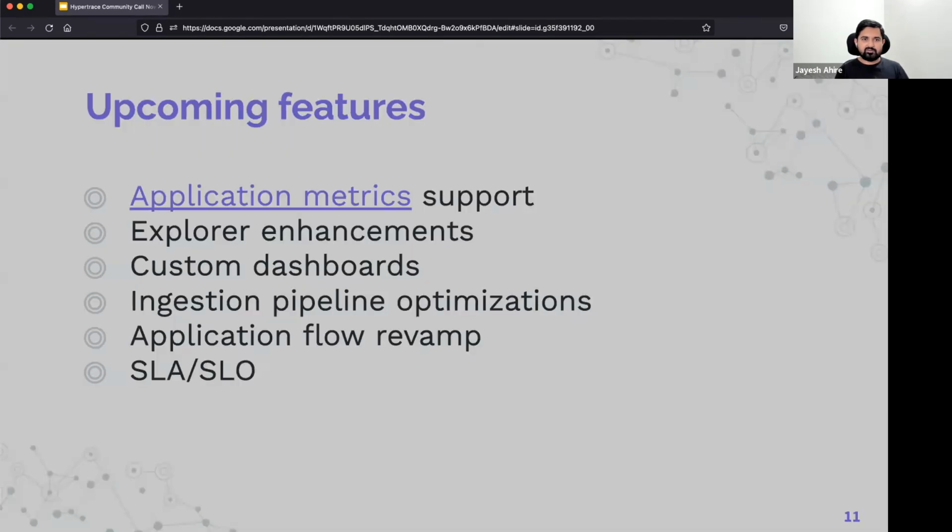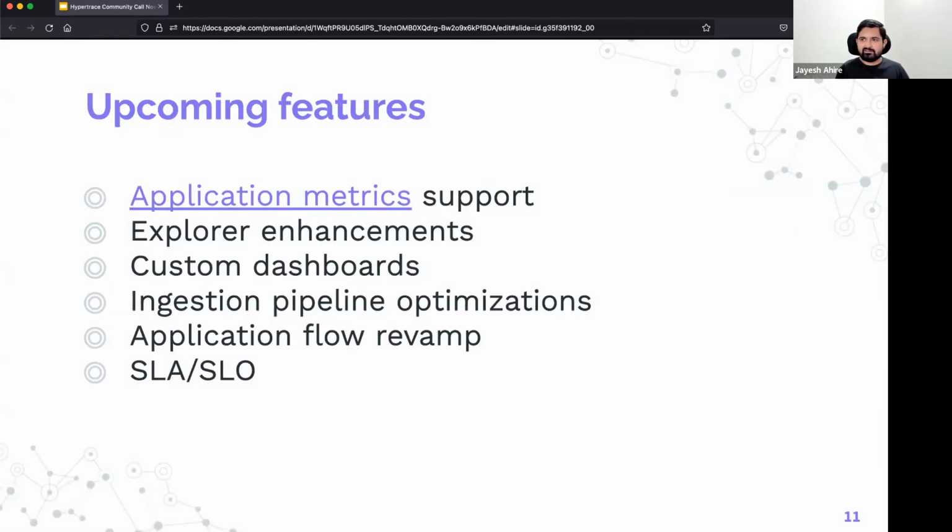So on the roadmap and what we are building, what will be available in the next couple of months. Right now, as mentioned, we are working on supporting application metrics, and that should be available soon. Then we are also focusing on Explorer enhancements and some visualization improvements, as well as table improvements and filter improvements. Those will be available by the first week of December's release. That should be helpful as well.